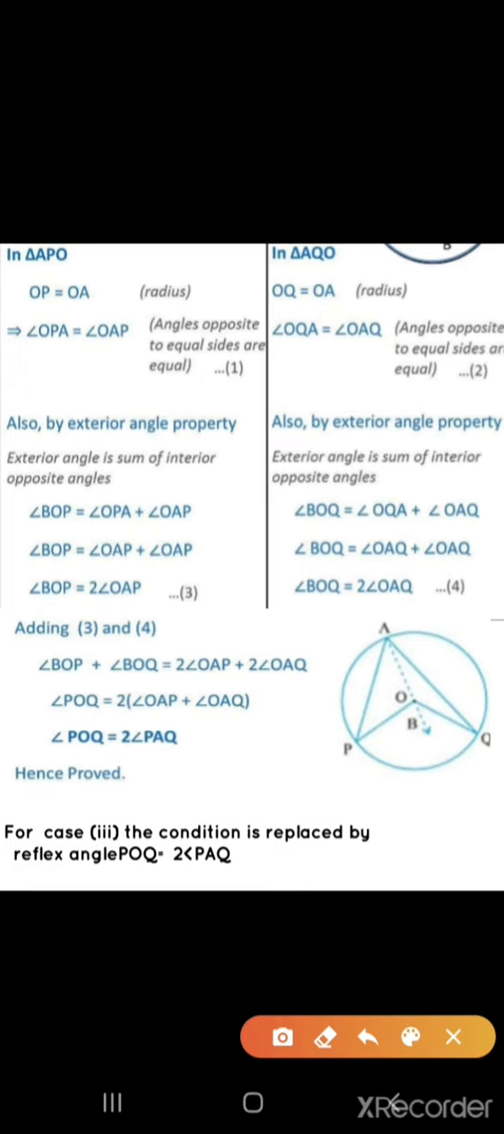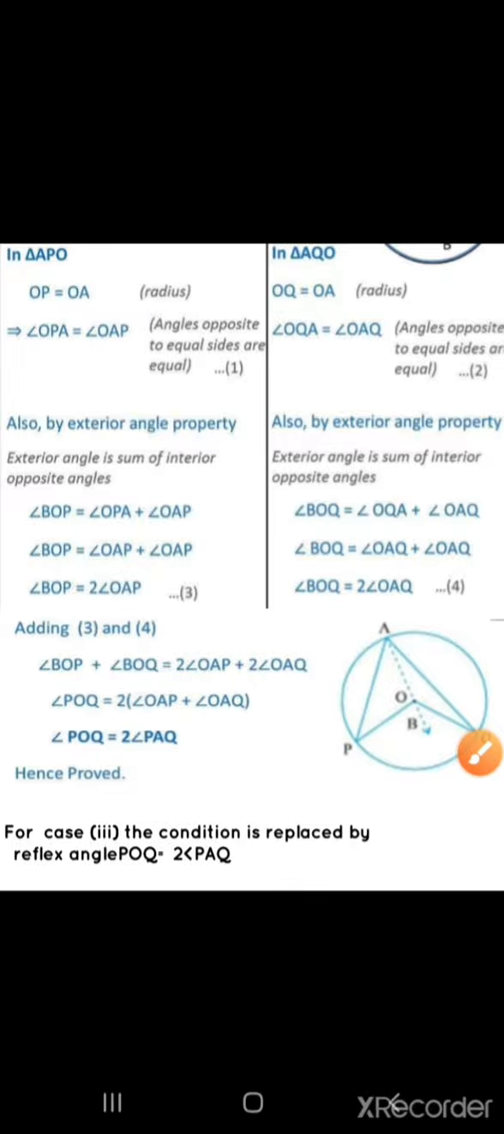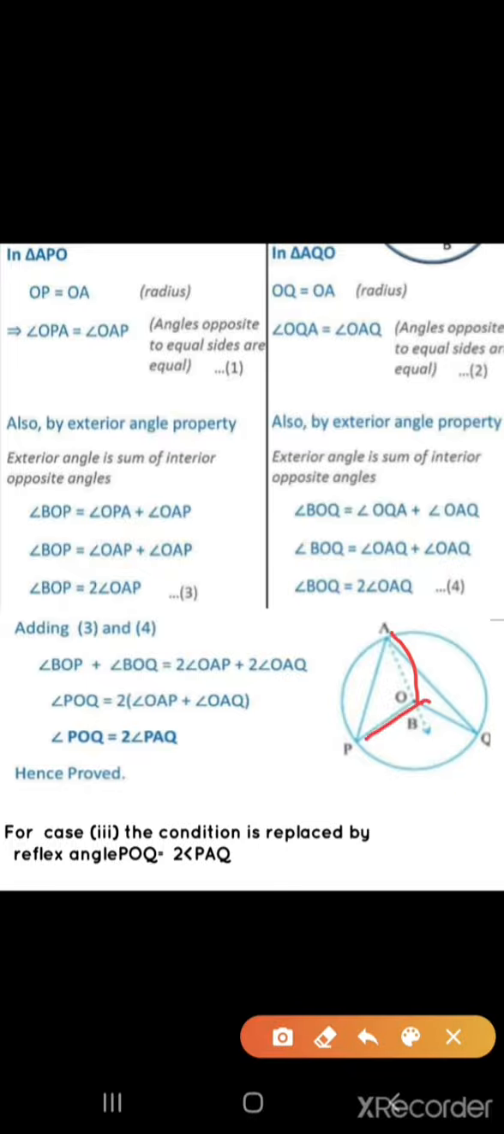In all these 3 cases, we have to consider 2 triangles. The first triangle is APO. In this triangle, OA equals OP, because these 2 are radii of the same circle. If OA equals OP, what can we write? Angle OPA equals angle OAP, that is, these 2 angles are equal, because angles opposite to equal sides are equal.